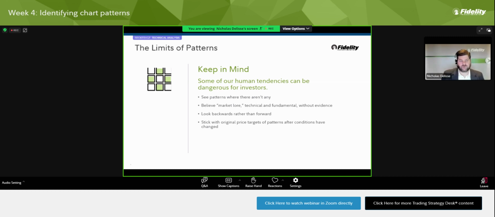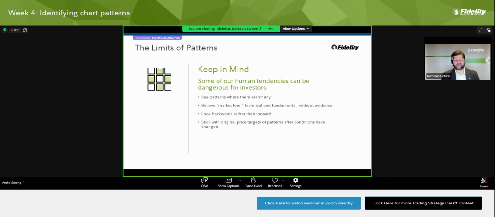One big thing I want to mention, of course, is that you do need to wait for the pattern to complete. So often I'll get asked questions like, hey, is this a double top? Is this a triple top? Is this head and shoulders? And the answer is like, well, we'll have to wait and see.